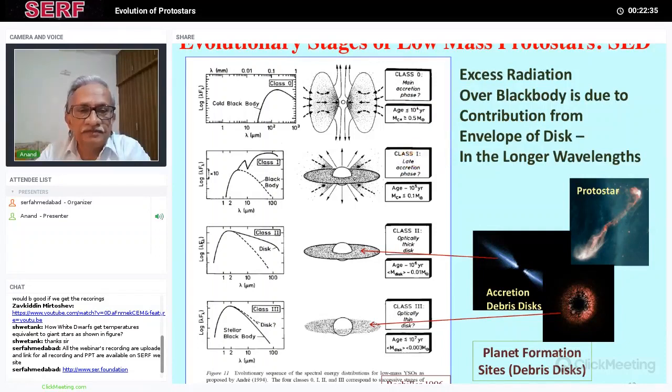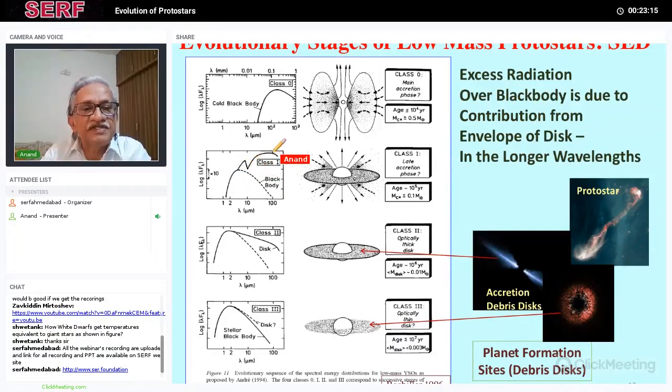Then you get to class 1 objects, wherein the accretion is slowly coming to an end, but still it is accreting. The spectral energy distribution has taken this kind of shape, the solid curve over here. If it were a black body, this is the black body. That means you have a nice round surface, but surrounding that you have dust and other material. This portion is the excess infrared.